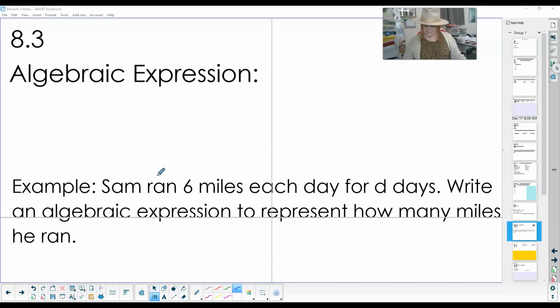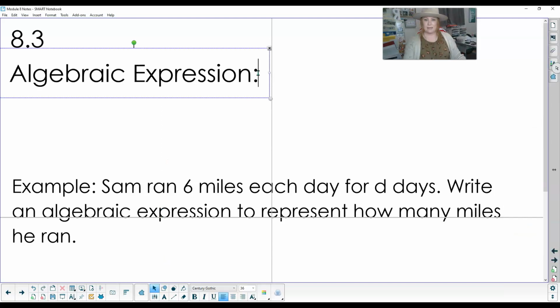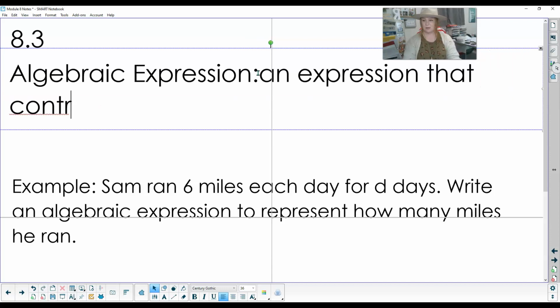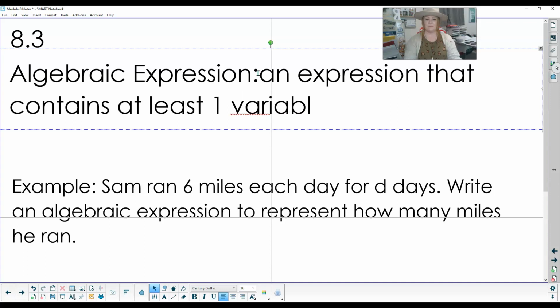An algebraic expression is an expression that contains at least one variable. So it has one value that we don't know. So it could be, right, an X, a B, a C, any letter, and it can stand for anything. A variable can be a variety, right? It varies depending on the situation.